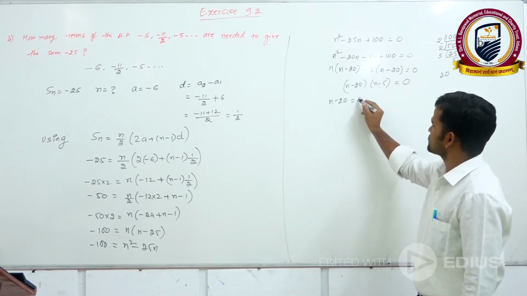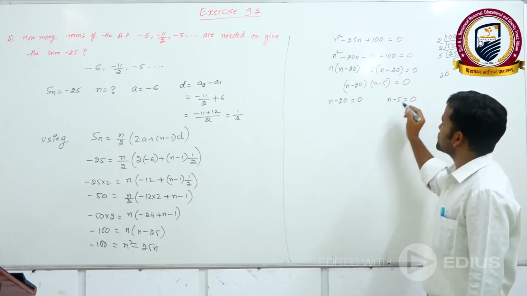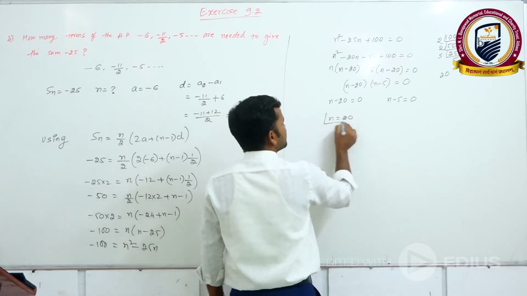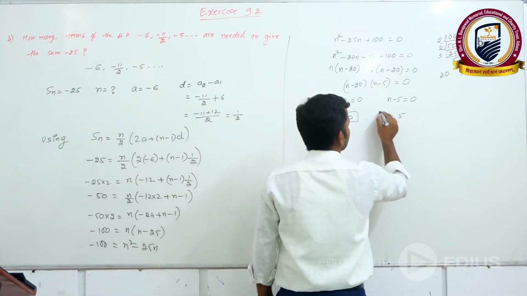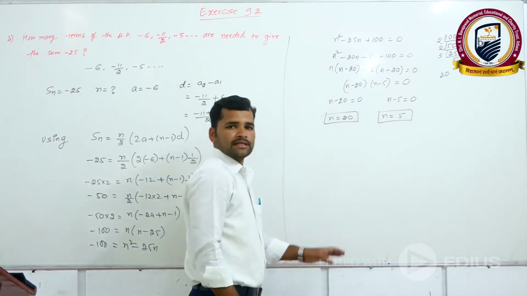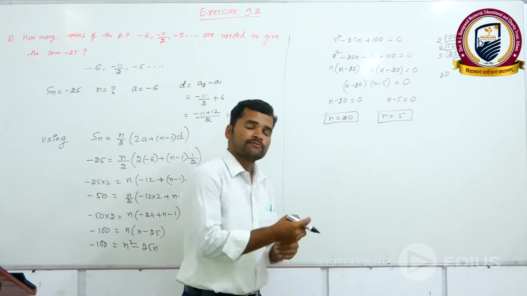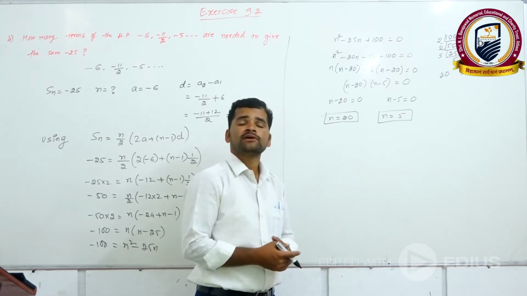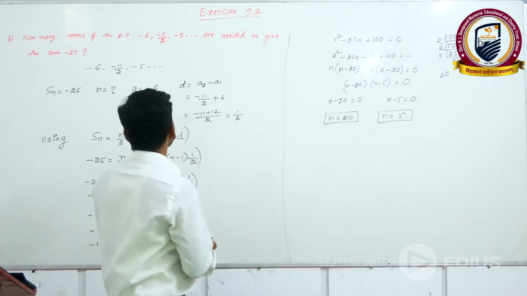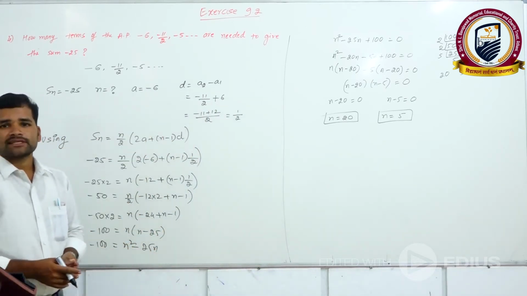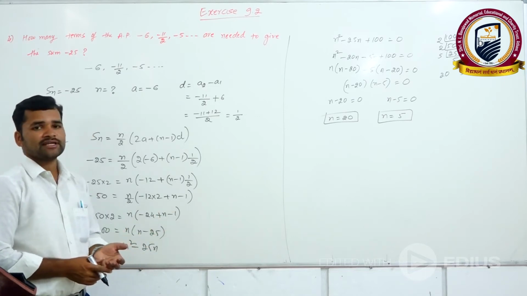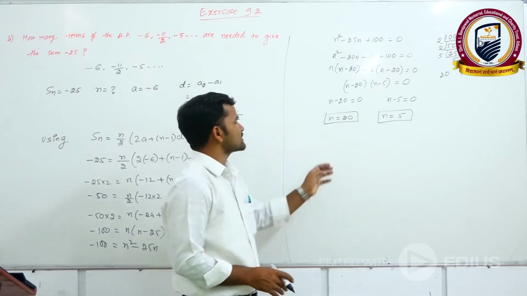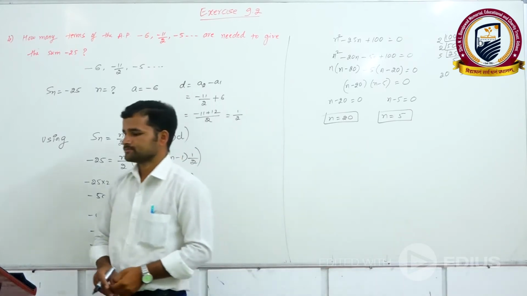N minus 20 is equal to 0, one case. N minus 5 is equal to 0, another case. We have n is equal to 20 and n is equal to 5. Both answers are correct. In this case, the sum of first 5 terms is also minus 25, and the sum of first 20 terms is also minus 25. How is it possible? This is possible when there are negative values. Negative value cases are d negative, a negative, whatever is there. In that case, two terms are possible: n is equal to 20 and n is equal to 5.